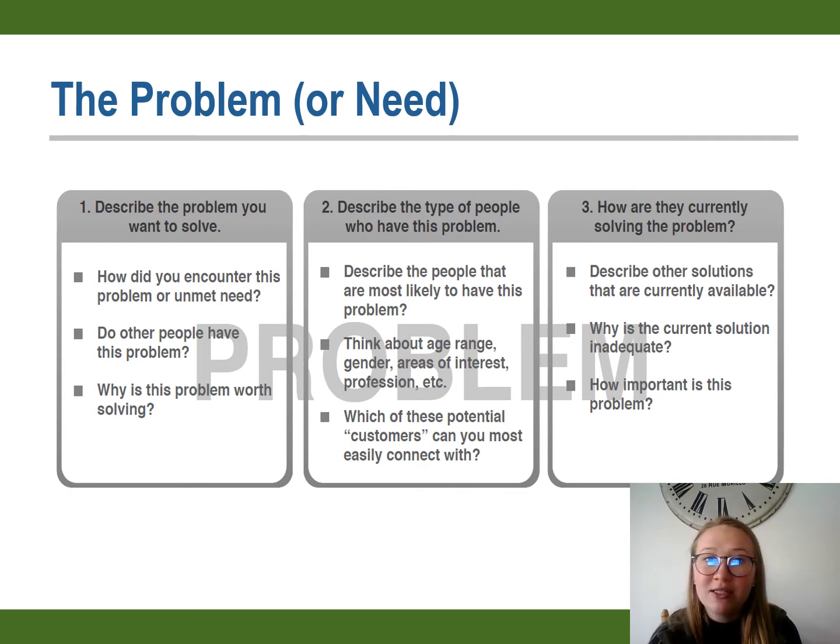Answering questions in box 3 helps you begin to think about how your potential customers are currently meeting the need for the products or services your business will offer. Now I'll hand it over to Nick to introduce the solution section of the Canvas.